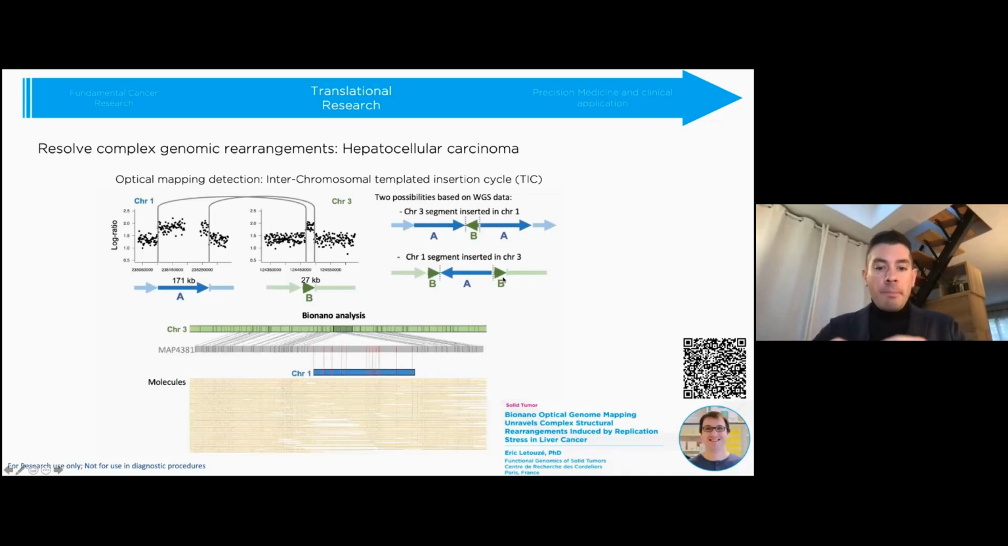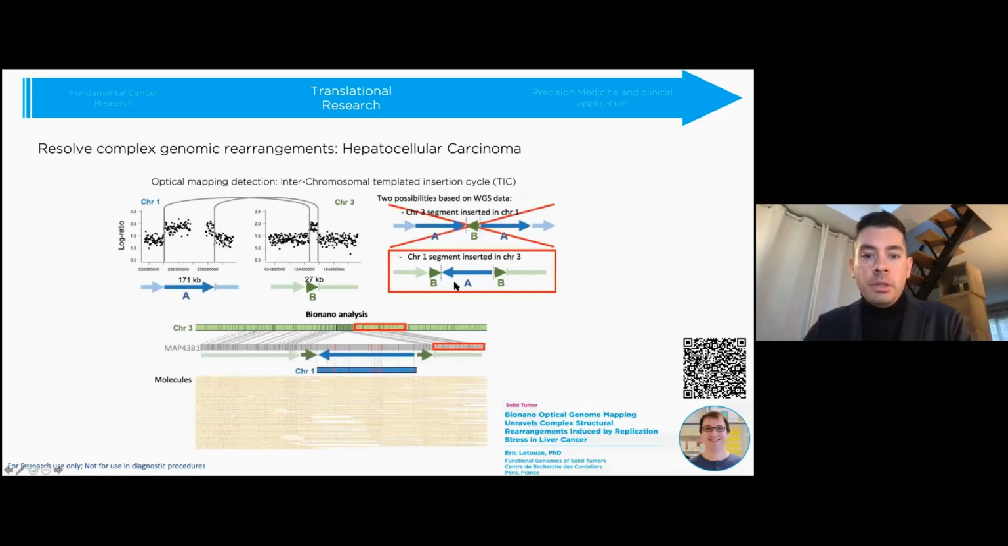And because optical mapping can completely reconstruct the region with single molecules spanning hundreds of kb, you can unambiguously resolve this event and see here that in the sample map, a piece of chromosome 1 inserts in the context of a chromosome 3, validating the second possibility. So identifying simple and complex structural variation is always a challenge with NGS, as we just saw, but the determination of a complex structural signature for patient stratification takes it to another level.